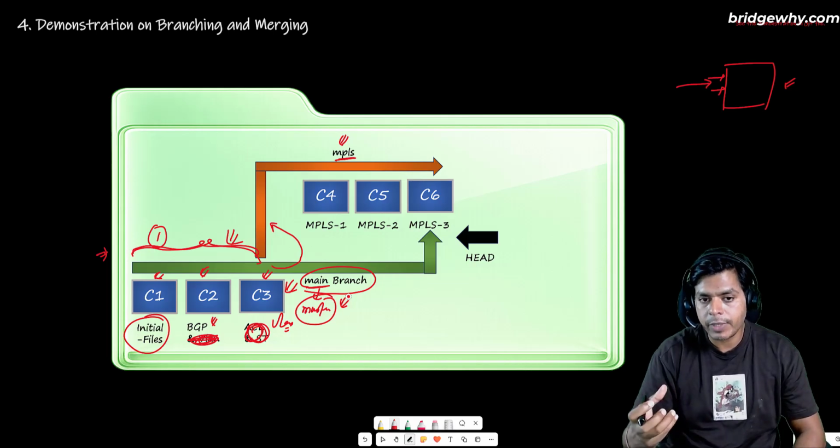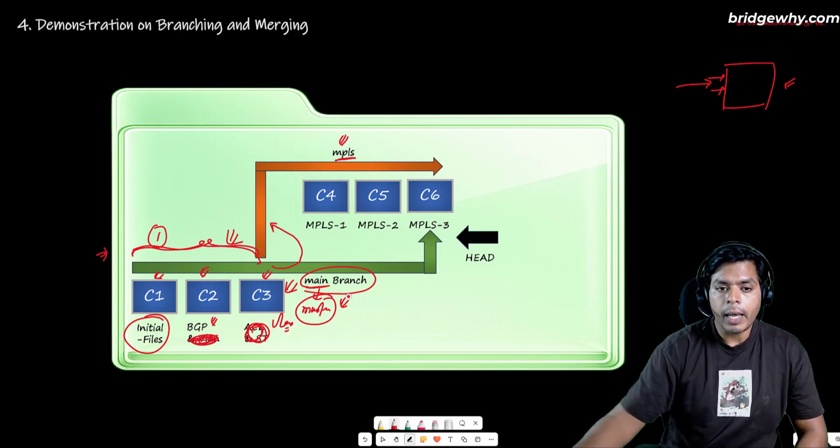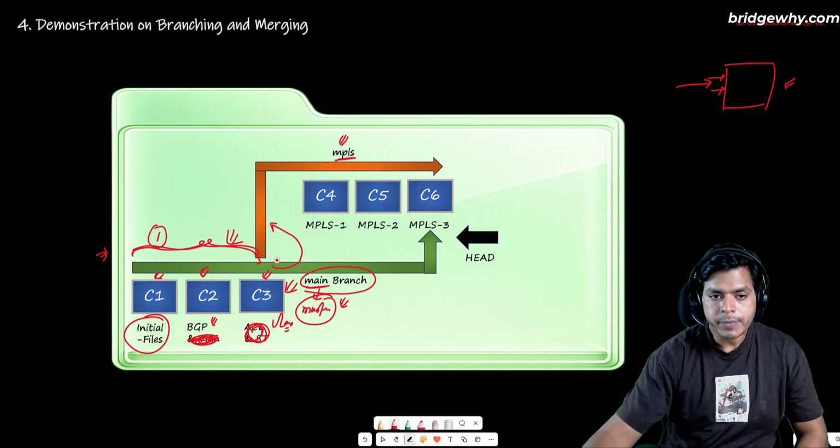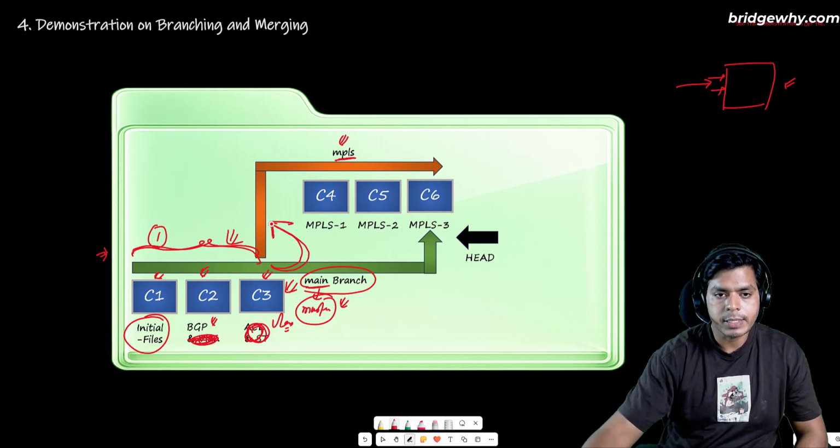But still, some version of Git is going to give you master as a default branch, and some is going to give you main. If we talk about GitHub, it is going to create a main branch, not master. Then at point C3, I will be creating another branch which is known as MPLS.